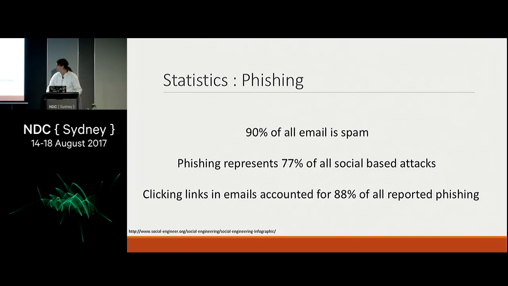So a few stats. There's a link at the bottom there from socialengineer.org, and they've got some pretty good stats on there. Most of them are US-based, but it kind of illustrates the point. So 90% of all email is spam. I think we all know that when we look at our inboxes every day. And phishing represents 77% of all social-based attacks. So it's still one of the most popular types of attacks out there because it's so easy to do at scale. And clicking links in emails accounted for 88% of all reported phishing. So that's like your typical, click on this link to reset your bank account password. It goes to a very convincing page which looks identical to your bank, but is actually an imposter site.